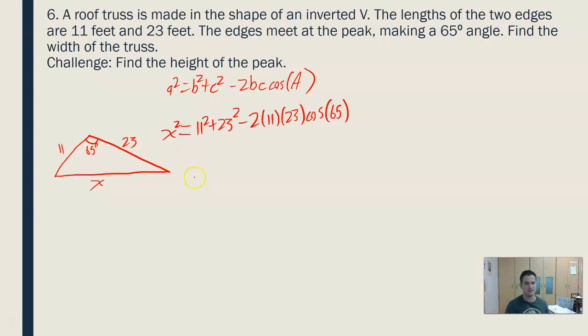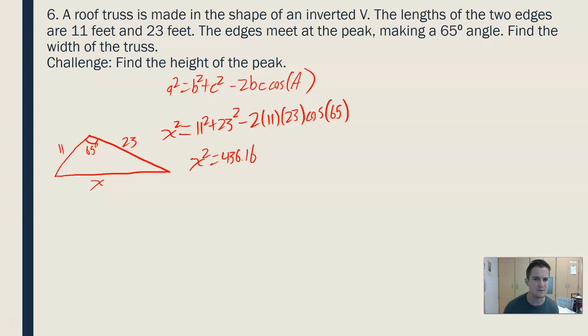I apologize. So all that stuff on the right side of the equal sign, I can just plug straight into my calculator. 11 squared plus 23 squared minus 2, parentheses 11, parentheses 23, times a cosine of 65. And I get 436.16. So x squared is equal to 436.16.